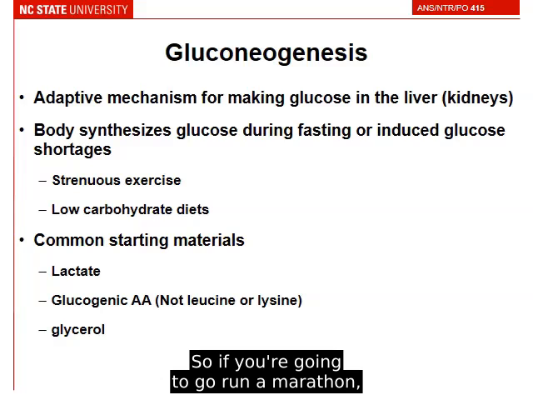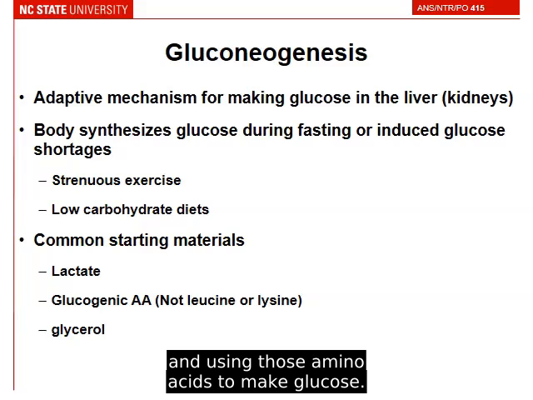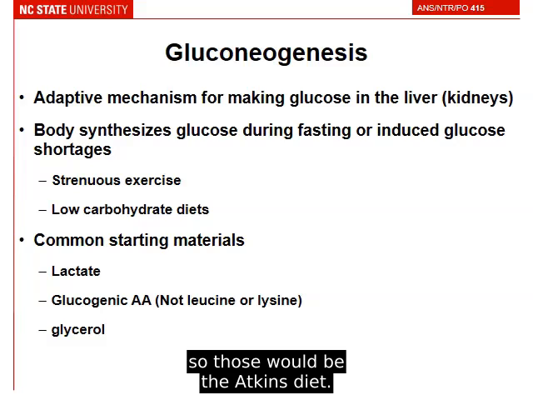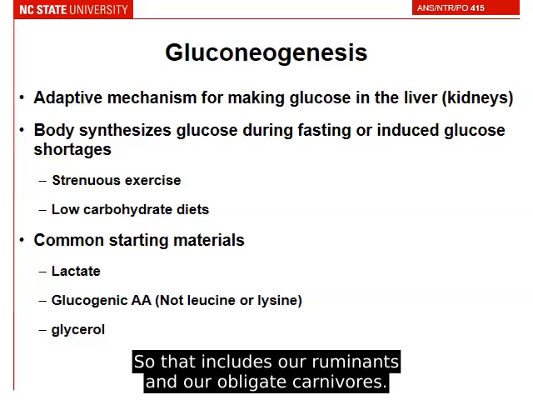So if you're going to go run a marathon, you are going to be breaking down your muscle protein and using those amino acids to make glucose. In addition, if you have low carbohydrate diets, so those would be the Atkins diet. There are some animals that are always gluconeogenic, so that includes our ruminants and our obligate carnivores.